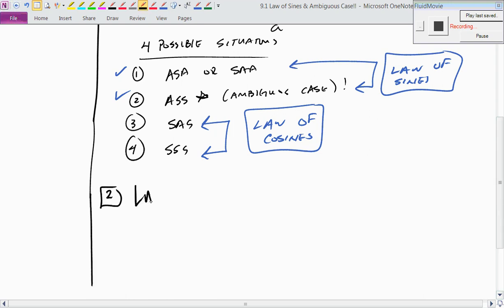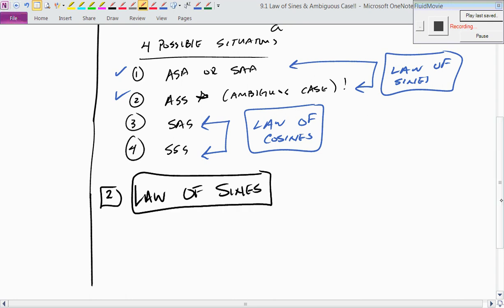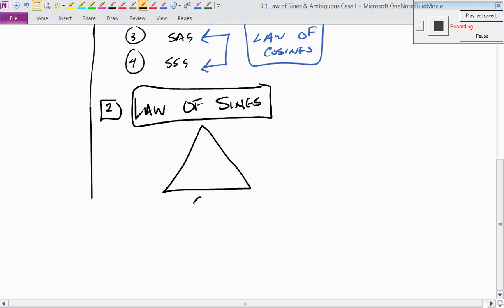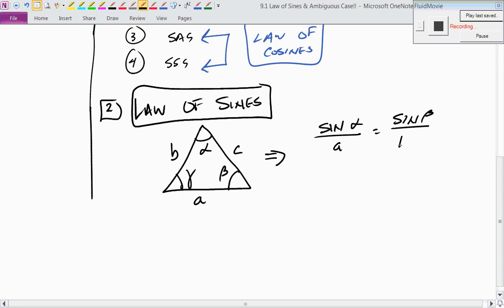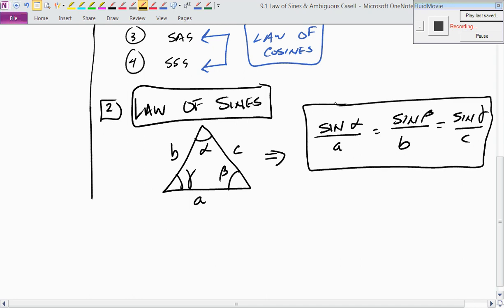Second idea. The law of sines. Here's what it says. If you have an oblique triangle with sides A, B, C and angles alpha, beta, gamma, then the law of sines says the sine of alpha divided by A is equal to the sine of beta divided by B, which equals the sine of gamma divided by C. All it is is a bunch of ratios and proportions set equal to each other. And you can choose any one of those that you'd like to.